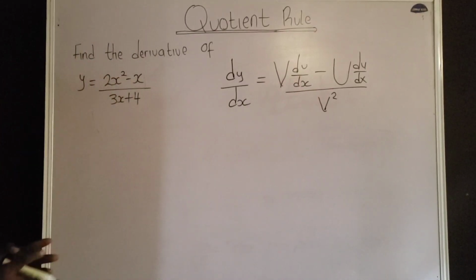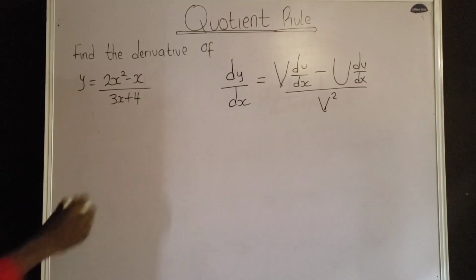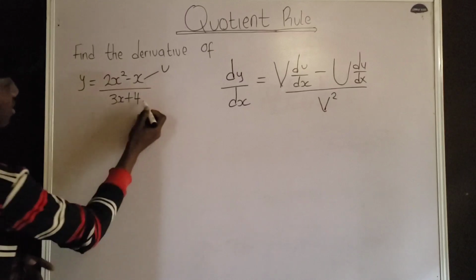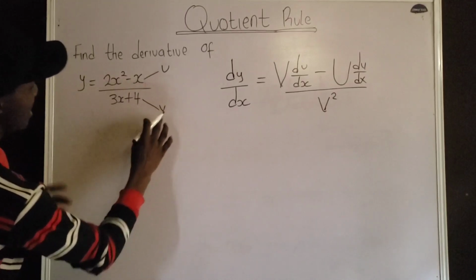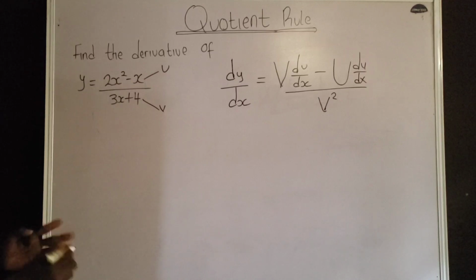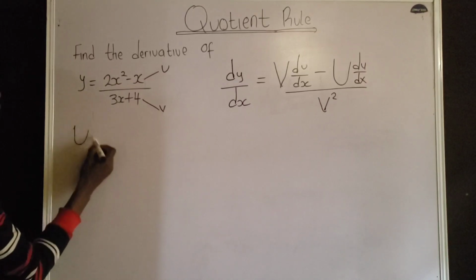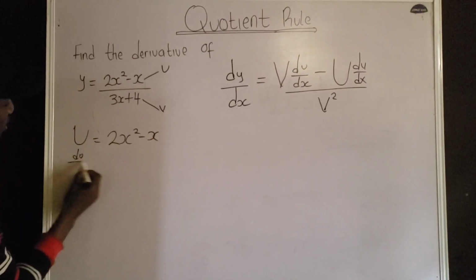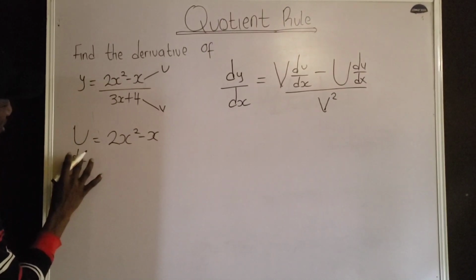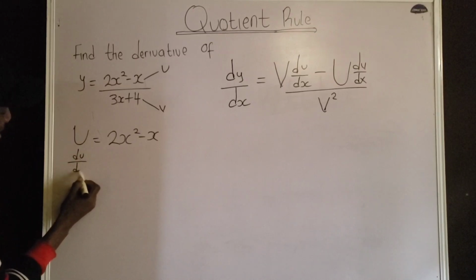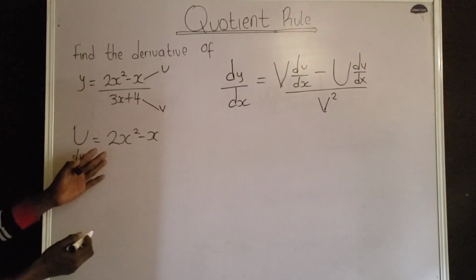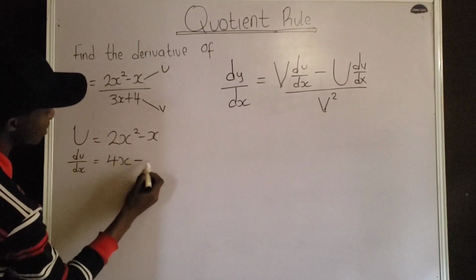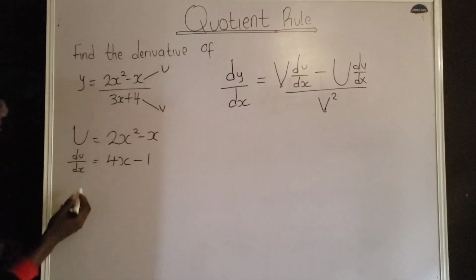The next step is to identify your u and v. The u is the numerator, so this is u, and the v is the denominator of this function, so this is v. After identifying your u and v, the next thing is to take the derivative of u and v. So u is equal to 2x squared minus x. The derivative of u, du over dx, using the power rule, you differentiate 2x squared, that is 4x, and if you differentiate x, you are going to get 1. So I've taken the derivative of u.